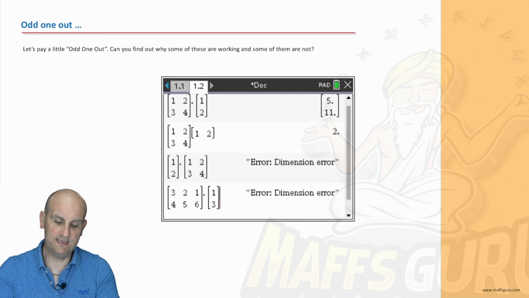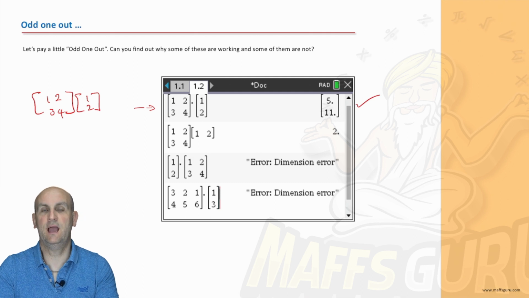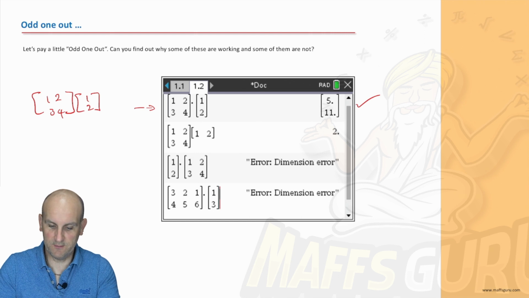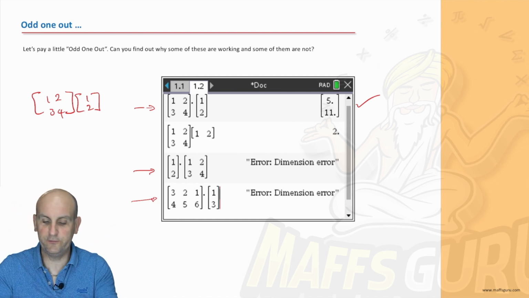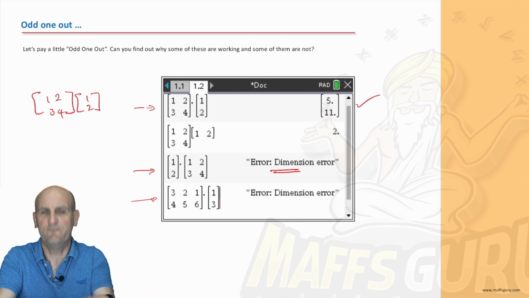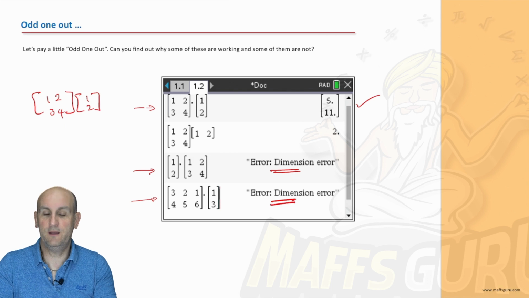And what we've noticed is for this first one here, when I've done 1, 2, 3, 4 multiplied by 1, 2, it has given me a matrix as an answer. Now I'm skipping that second one, and you'll see why in a moment. This one here and this one here. Now I've got 2 matrices multiplied together, but what do you notice? Well, this is basically your calculator going, you can't do it. When your calculator says error, dimension error, it can't be done.